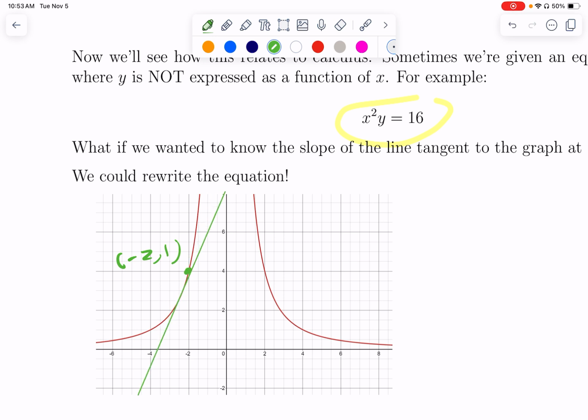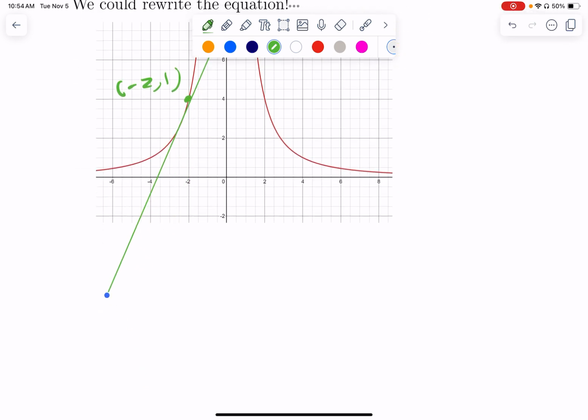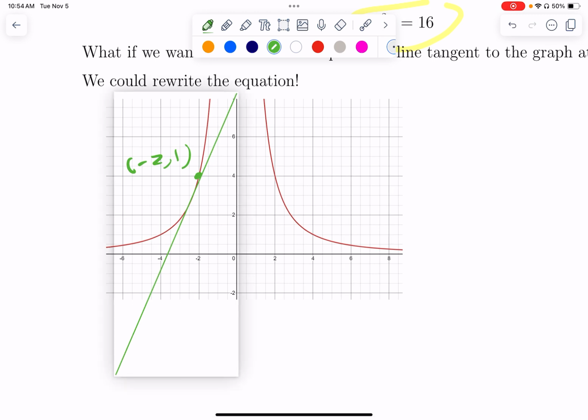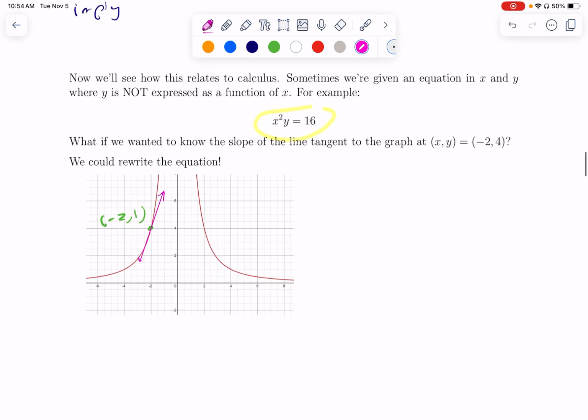Let me just redraw this. There's a tangent line at that point, and a natural calculus question would be, what is the slope of that tangent line? Right? I have a graph, and the graph gives us enough to start wondering about tangent lines and things like that. Right? So the question is, what is the slope of the tangent line at the point? Oh, not negative 2 comma 1. Sorry, negative 2 comma 4.